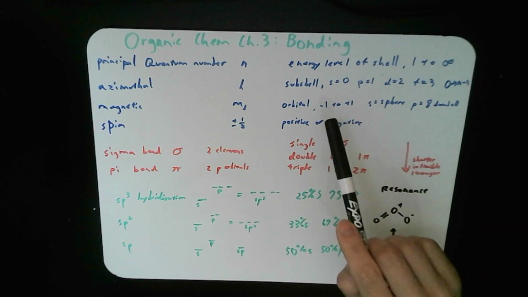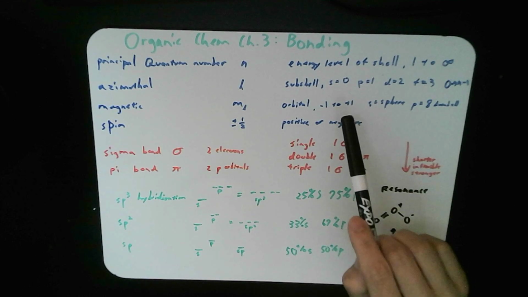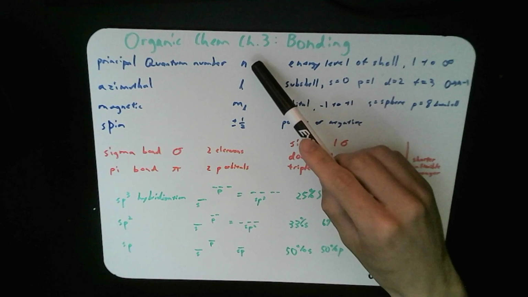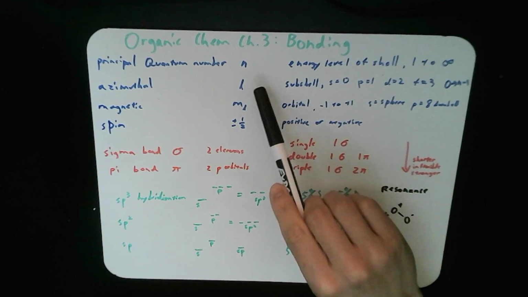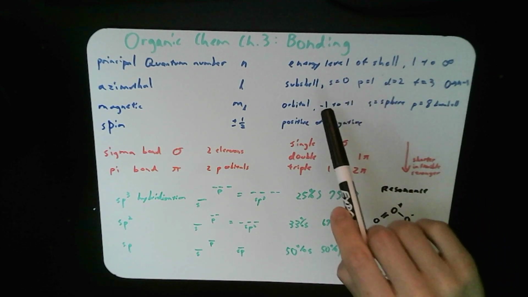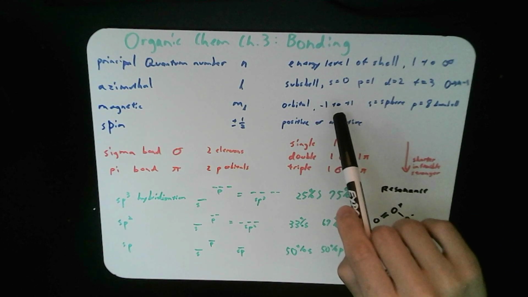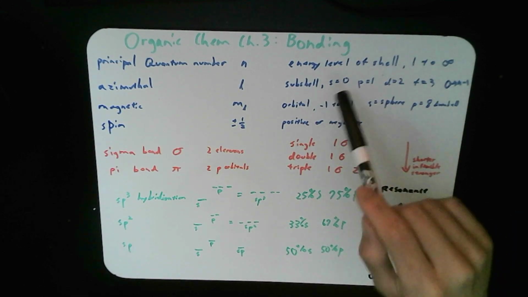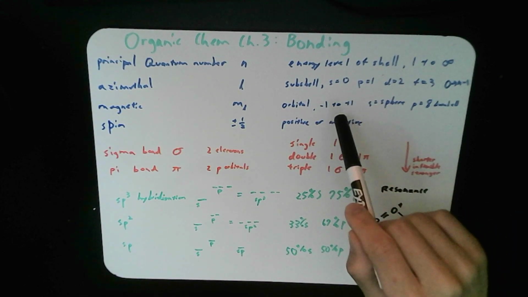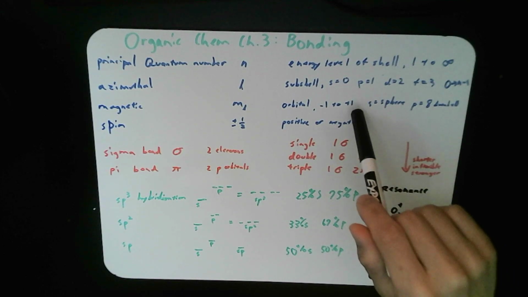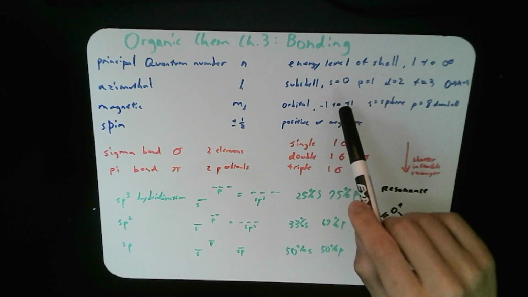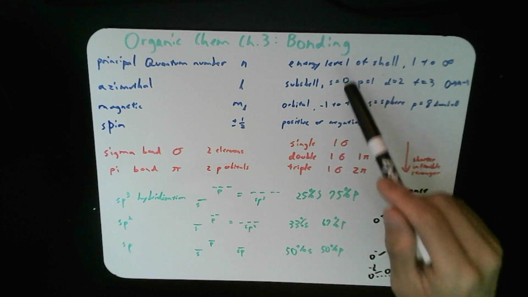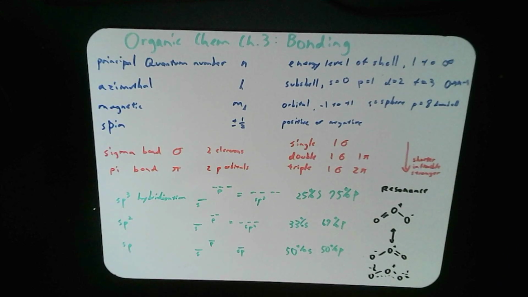Now, what does this mean? Negative l to positive l. So if I have a principal quantum number of 2, my azimuthal can go from 0, 1 to 2, and my orbital within that could be 0, or from -1 to 0 to 1, or -2 to -1 to 0 to +1 to +2 for each of the azimuthal subshells respectively.